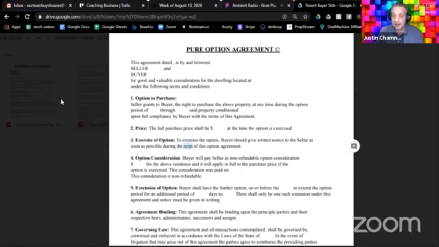Your tenant buyer will need a purchase and sale agreement when they go to buy at the end. But at the beginning, when you're putting them in place, you're going to need a lease agreement, which we just went through, and then an option agreement, okay? So here we have an option agreement, option to purchase.